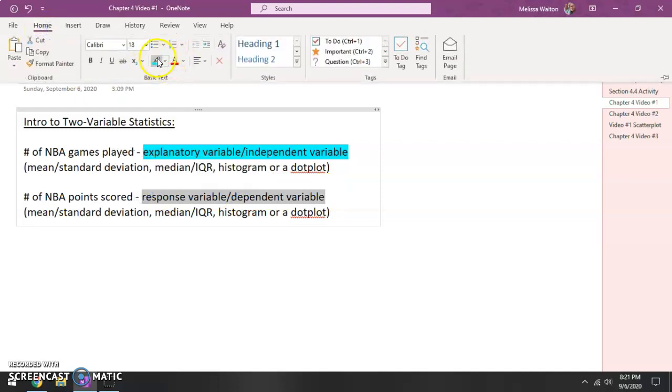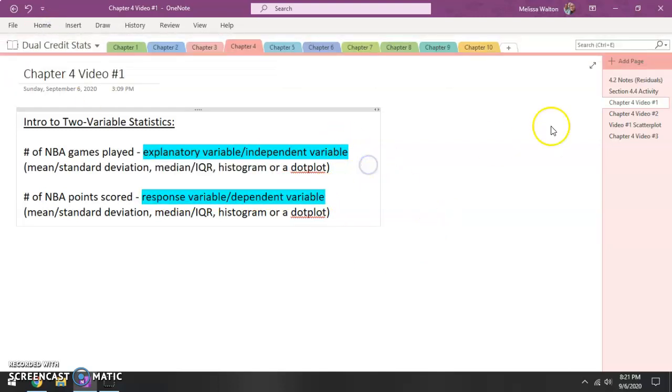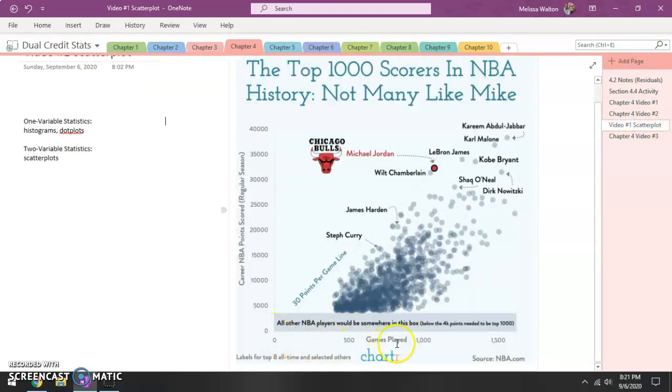And in statistics, when we are creating our scatter plot, our explanatory variable, our independent variable, is going to go on our x-axis. And then finally, our response variable or our dependent variable is going to go on the y-axis.